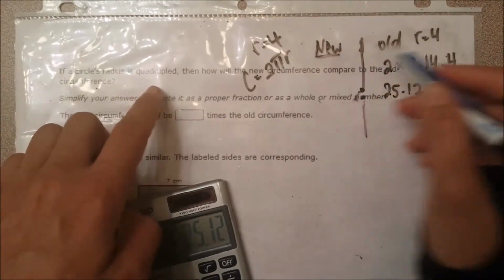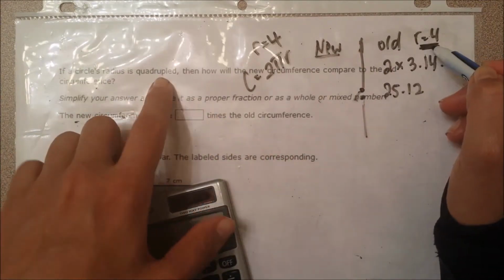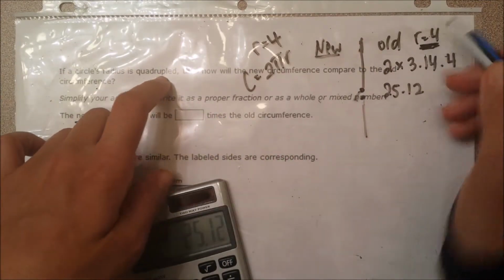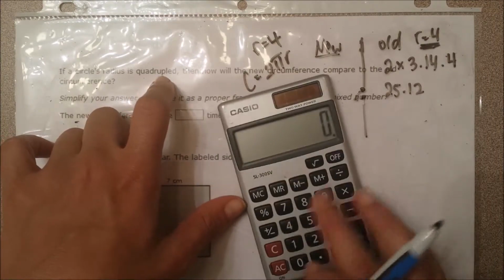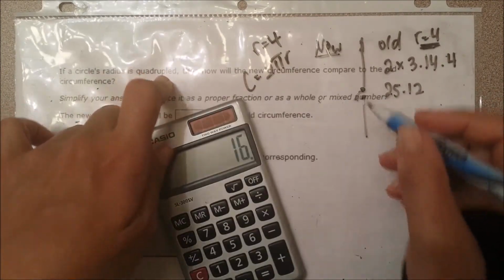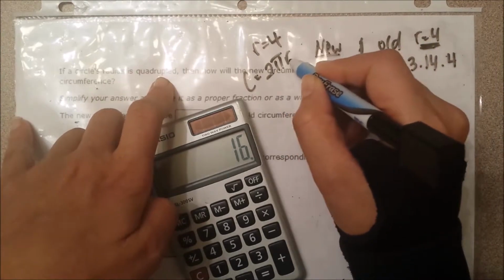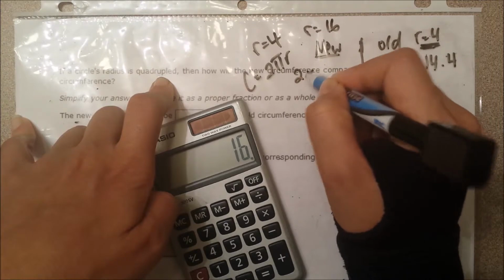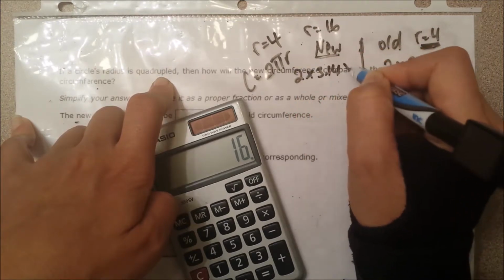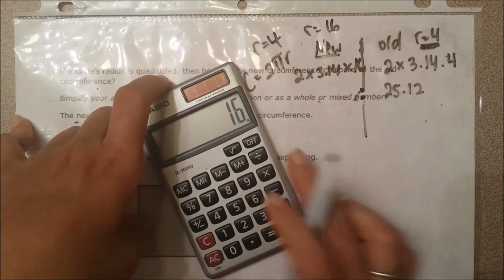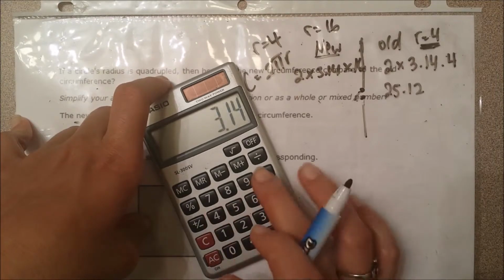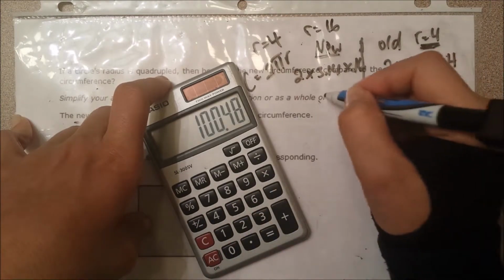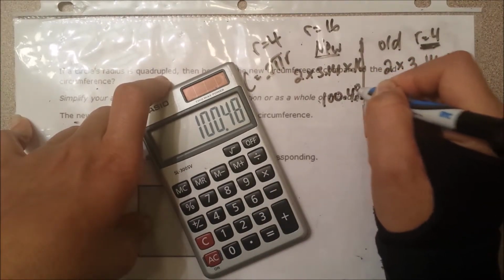All right, now your new one, I keep forgetting to put colons. Your new one is going to be whatever the radius is quadrupled. So you're going to make it 4 times as big. So now instead of the radius being 4, it's going to be 16, right? 4 times 4. So the circumference with the radius now 16 is 2 times 3.14 times 16. Punch it on the calculator. Times 3.14 times 2 is 100.48.